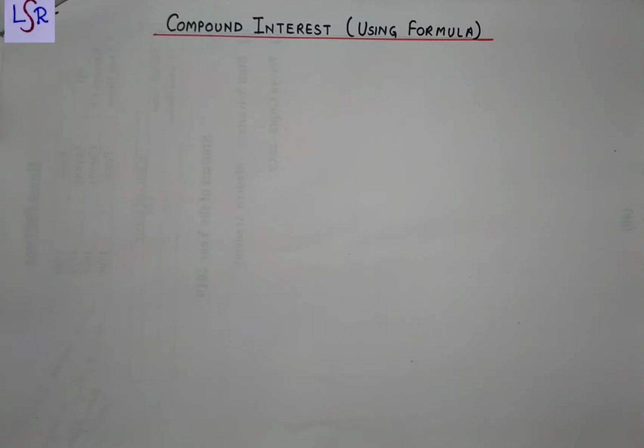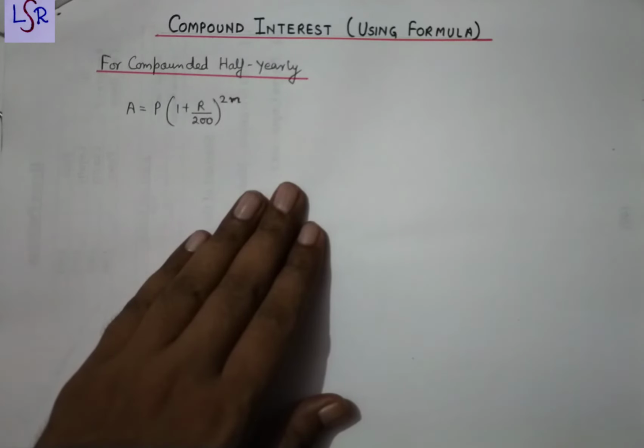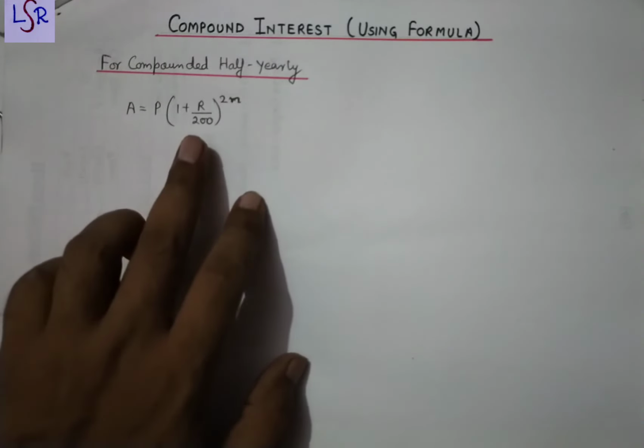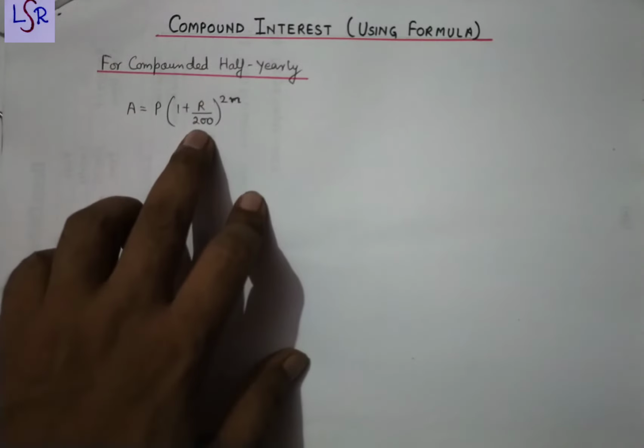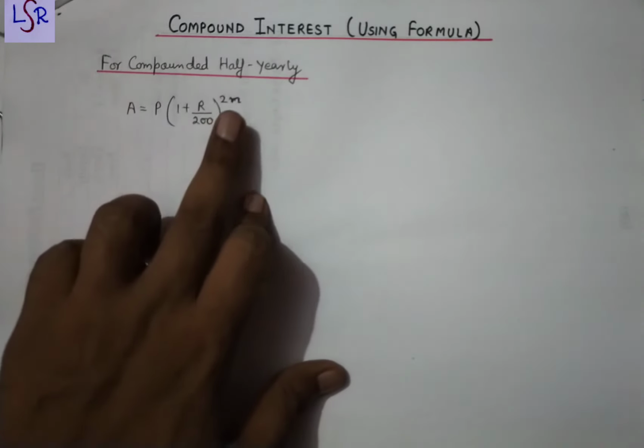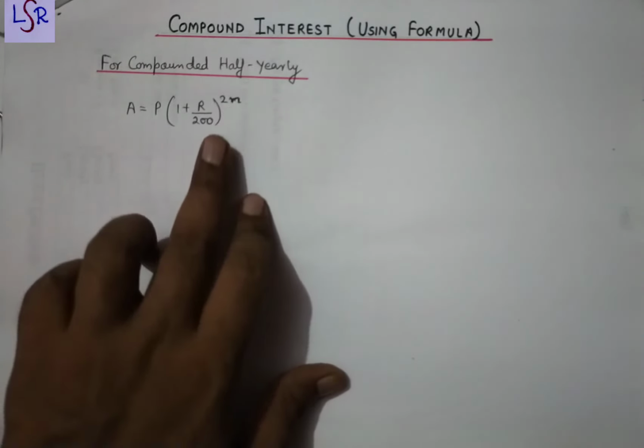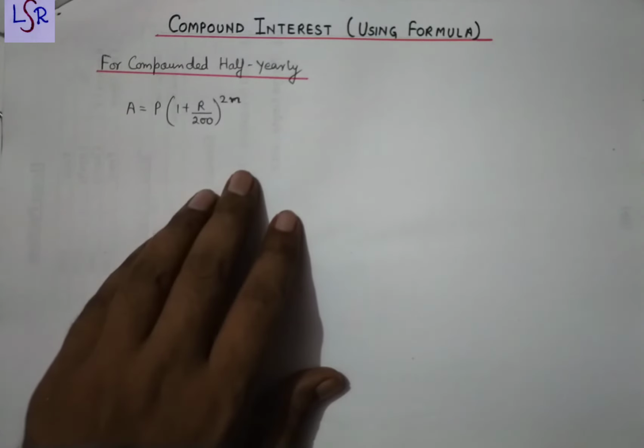Here we are going to continue with the chapter compound interest using formula. Before we start with the exercise, we'll learn few formulas over here. Here we have the formula for the amount when the interest is calculated half yearly. In this formula, rate is divided by 2 and hence this 100 became 200 and the time is multiplied by 2 because in 1 year there are 2 half years.